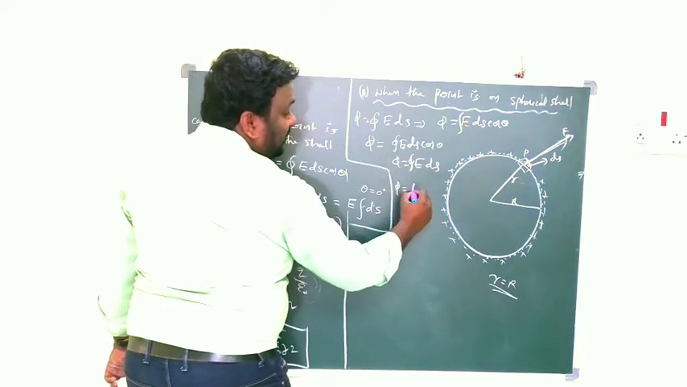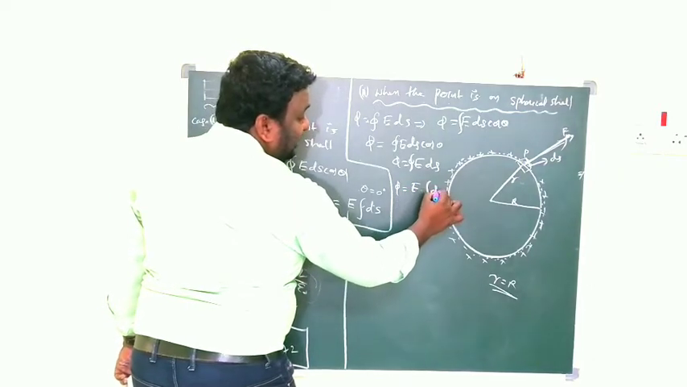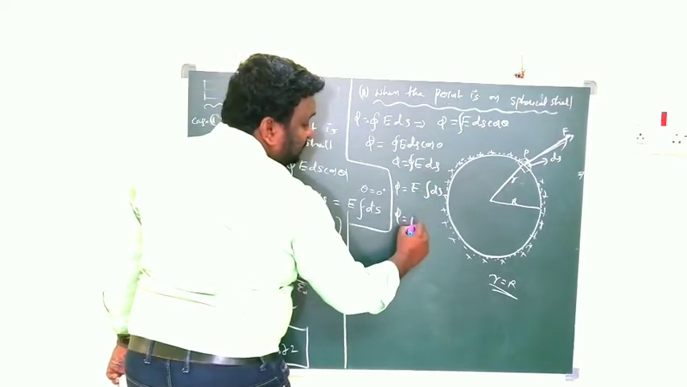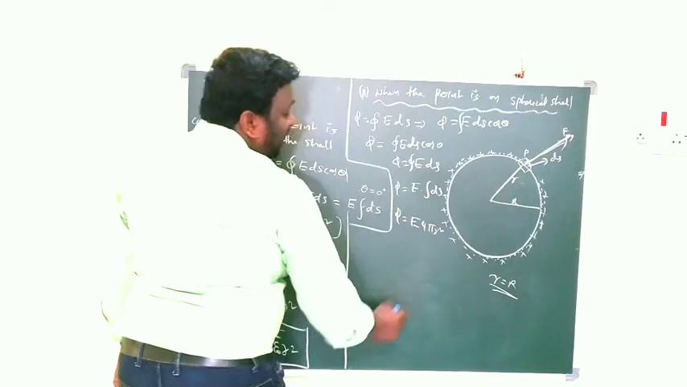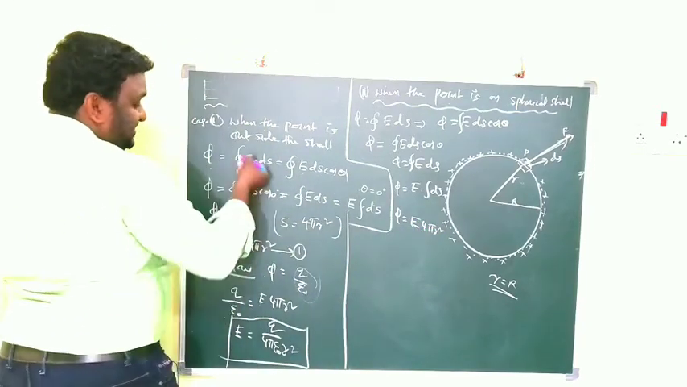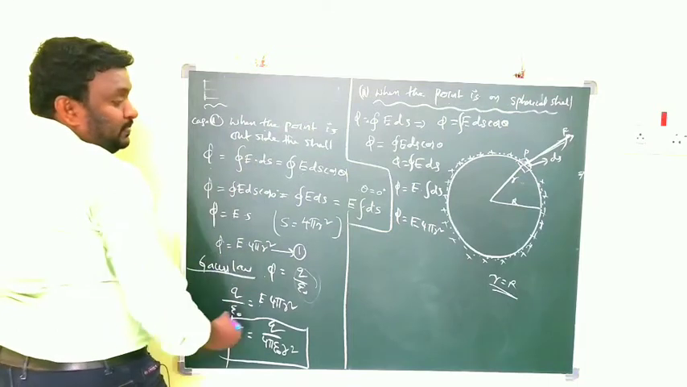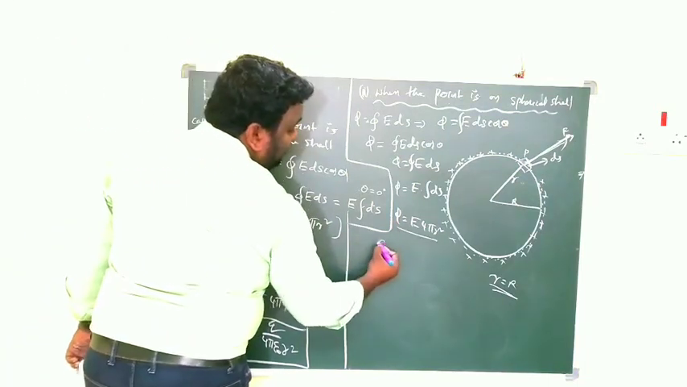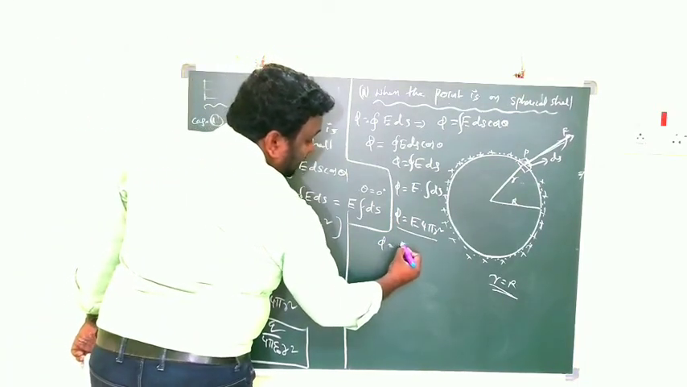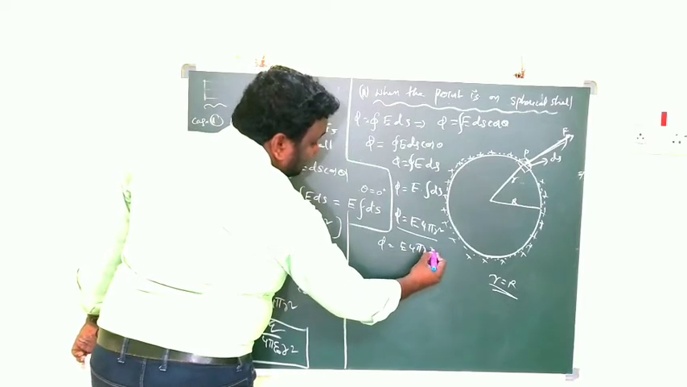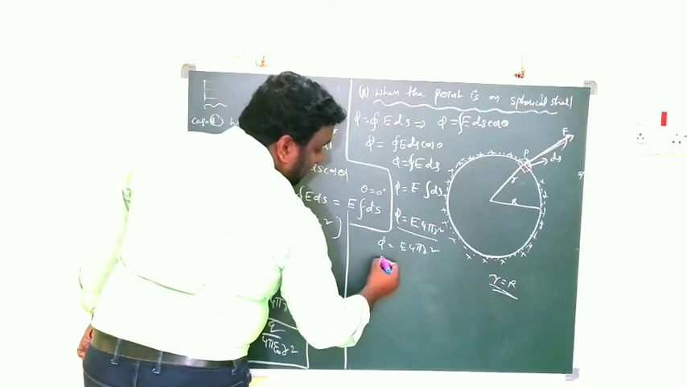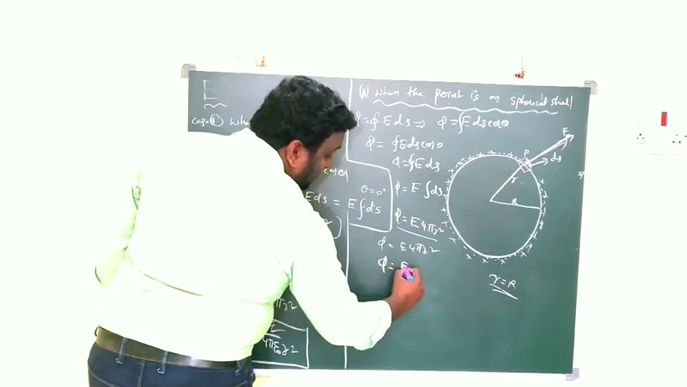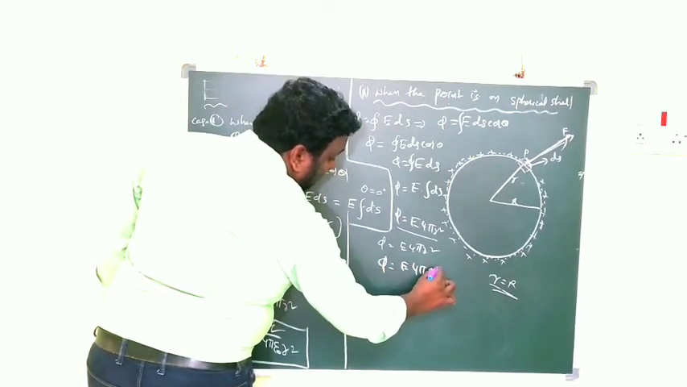Then phi is equal to E into integral dS. Then phi is equal to E into 4 pi r square. Again the same thing here. Phi is equal to E into 4 pi r square. Now here r is equal to capital R. Then phi is equal to E into 4 pi r square.